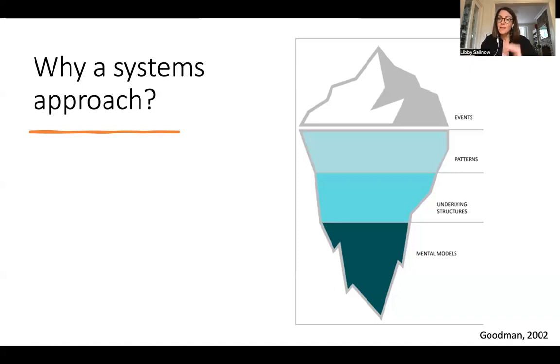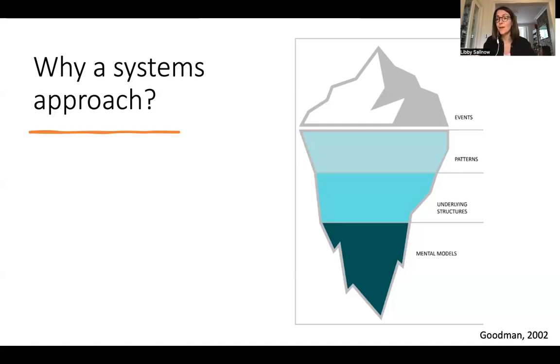But then we need to go beneath the surface to understand why this is happening, and you ask a series of more complex questions to understand how we might change this. So the next is what patterns and trends exist. Has this been happening over a long time? Is this happening in one place, or is this a trend across a country or globally? Is it changing over time? Is it getting worse or getting better?